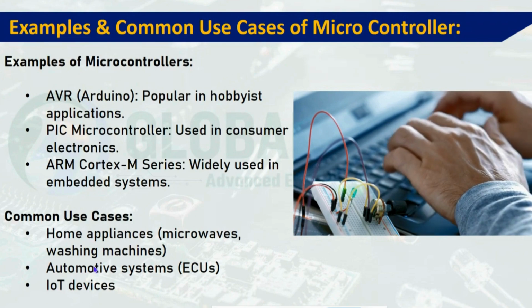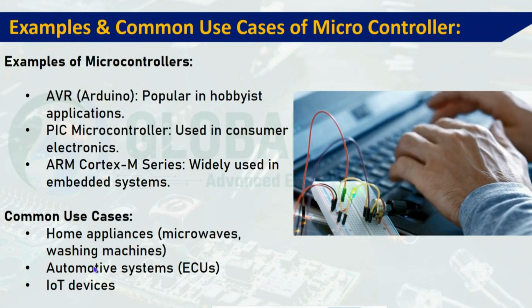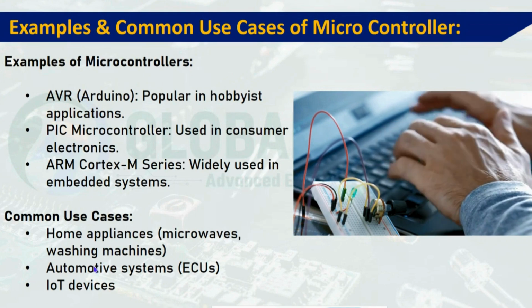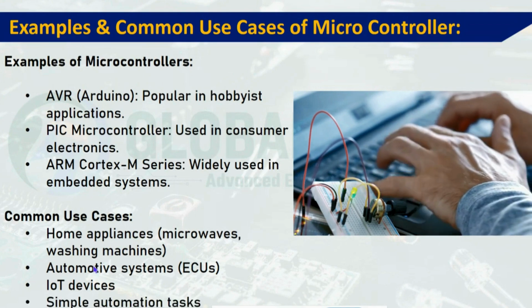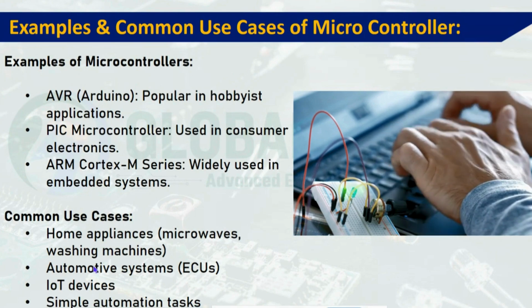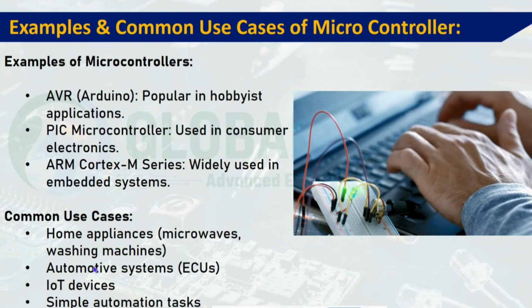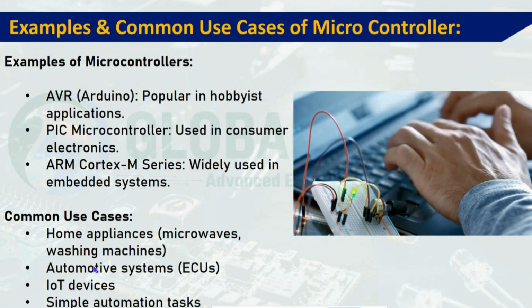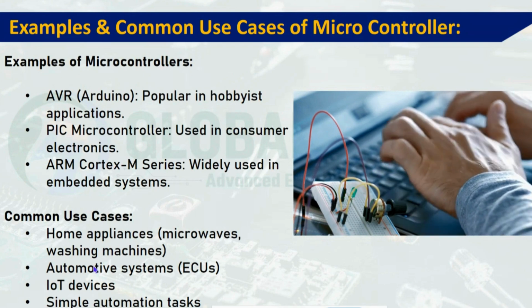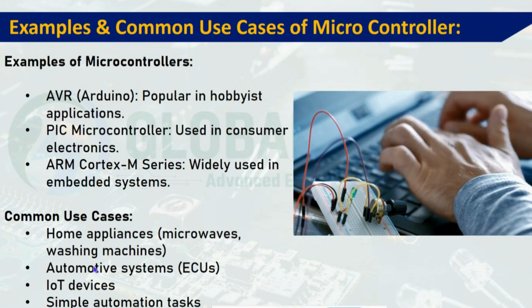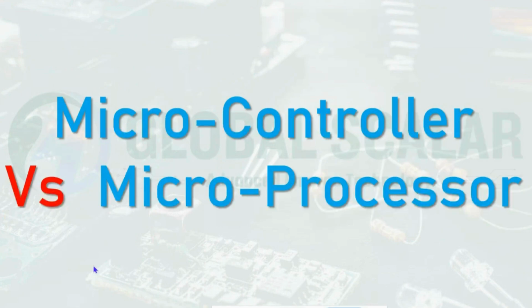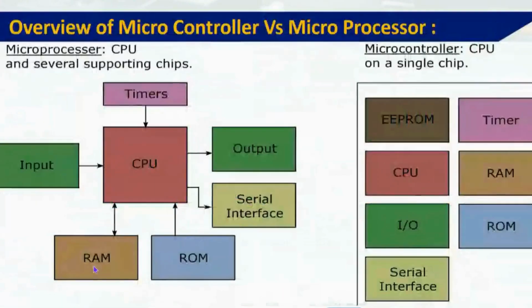ECUs will be airbags or the engine ECUs or the battery ECUs, and IoT devices, and some of the automation tasks we use, and even medical devices will use a microcontroller as a part of them. And what is the difference between the microcontroller and microprocessor?